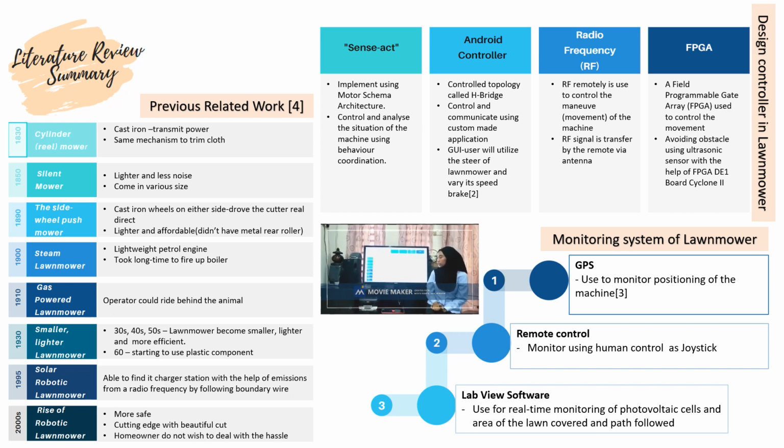Move on to the monitoring system of the lawnmower. First, they used a GPS, which is to monitor the positioning of the machine. Next is remote control, where this monitoring system needs human control, like a joystick. And lastly is LabVIEW software. This one also has to be monitored by a human, and it is used for real-time monitoring of the photovoltaic cell, the area of the lawn covered, and pipe flow.